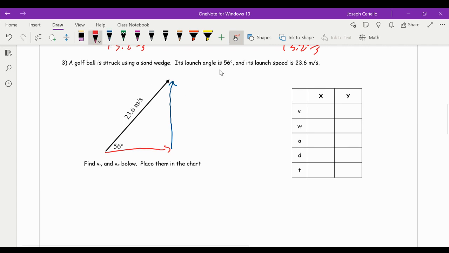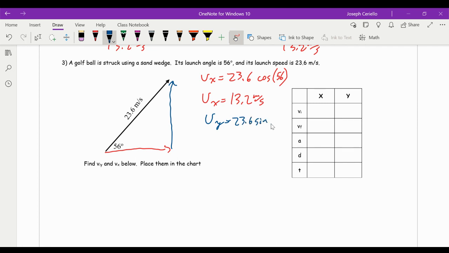All right, so getting Vx equals, I'm just going to skip the equation here, 23.6 times cosine of 56 degrees. Run that in our calculator. We get 13.2. So the horizontal component of the velocity is 13.2 meters per second. Getting the y component, 23.6 times the sine of 56. And we get 19.6 here for Vy.